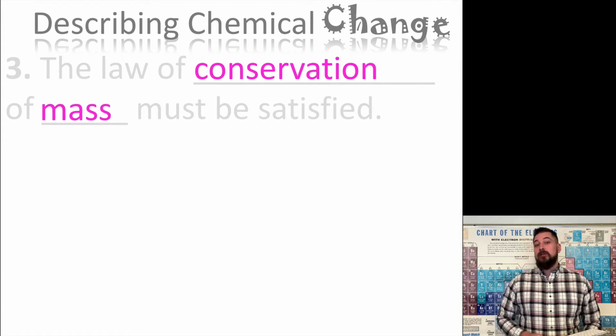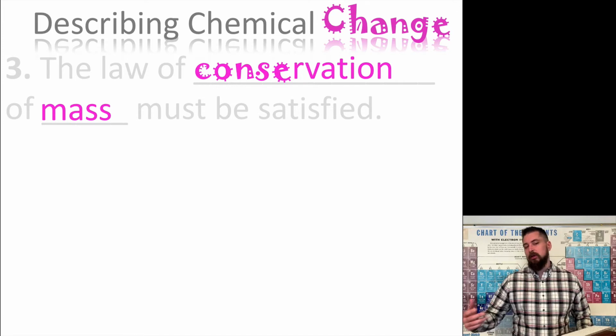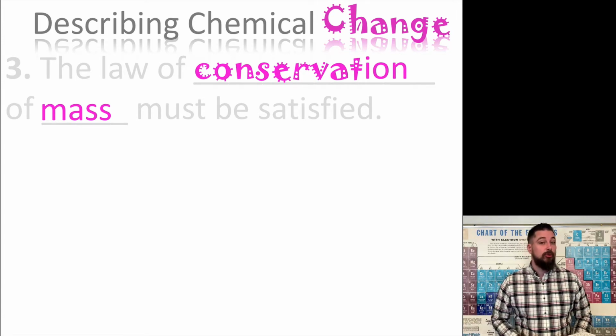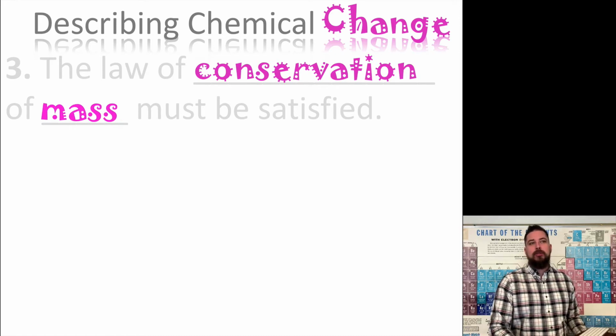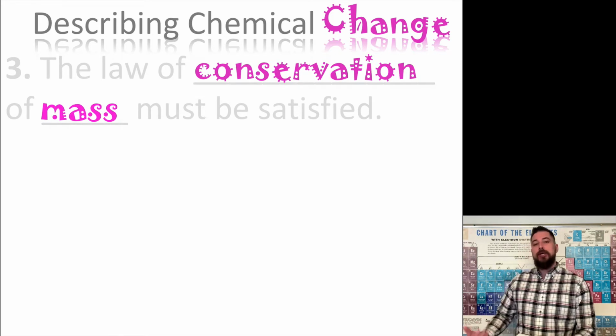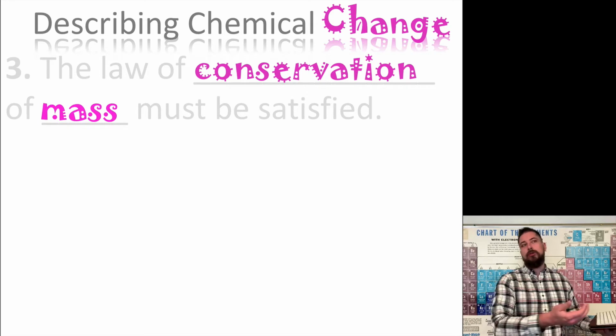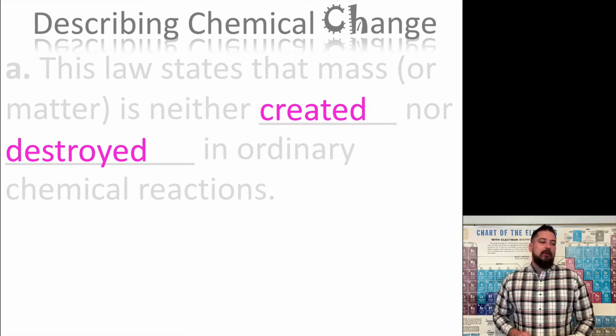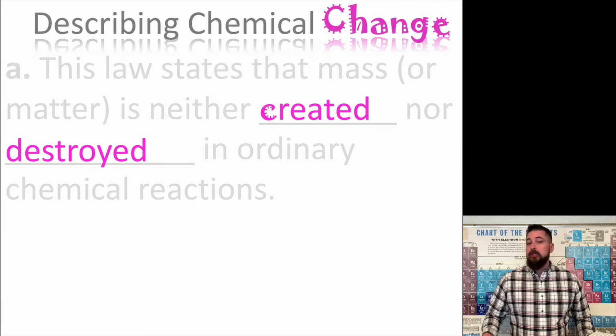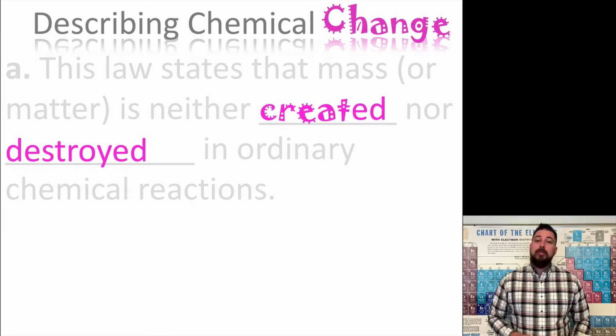Also, the law of the conservation of mass must be satisfied. The law of the conservation of mass is that matter cannot be created nor destroyed. And so the number of each type of atom that you start with must be the number you end with. So if we start with 2 magnesium, we must end with 2 magnesium. This law states that matter cannot be created nor destroyed in an ordinary chemical reaction.